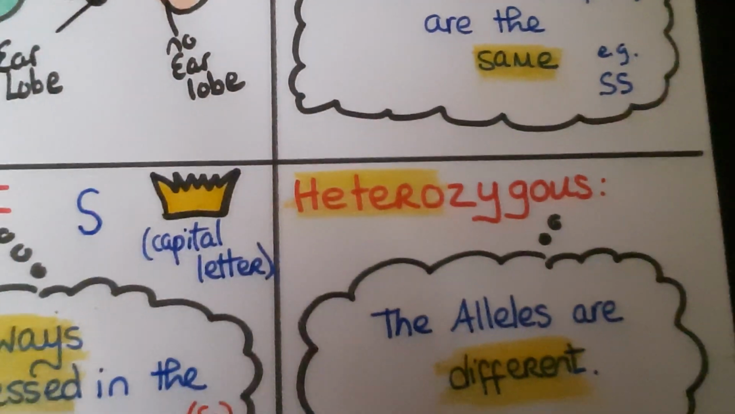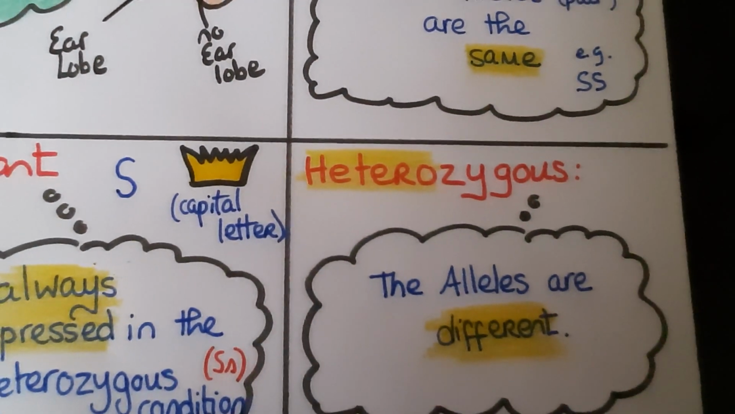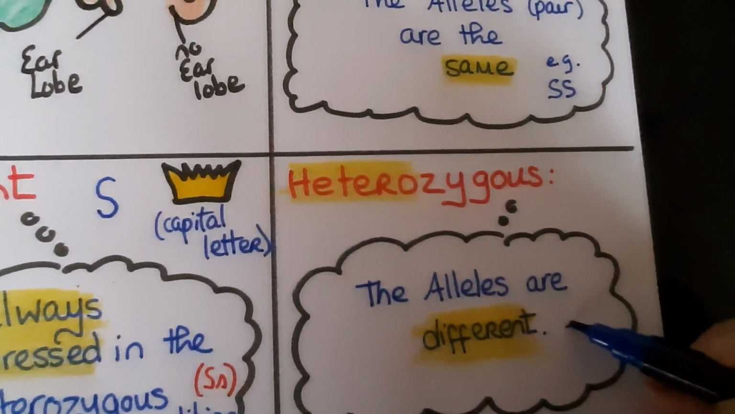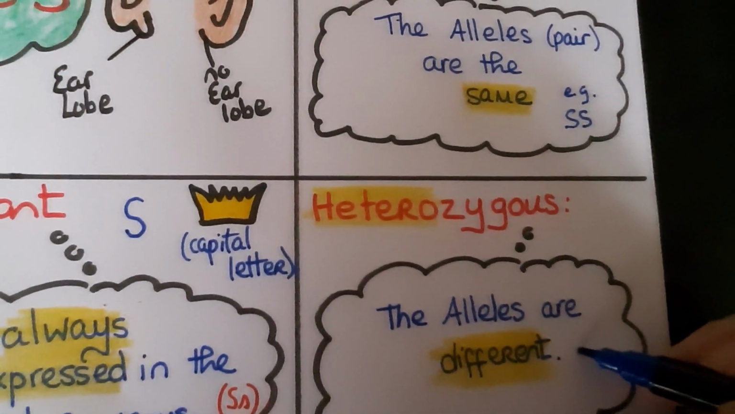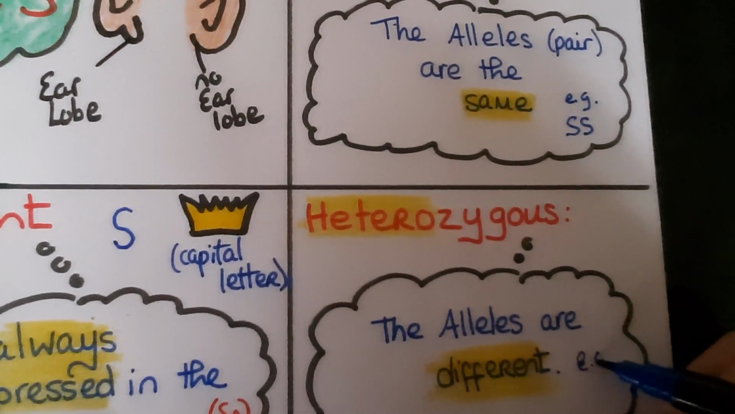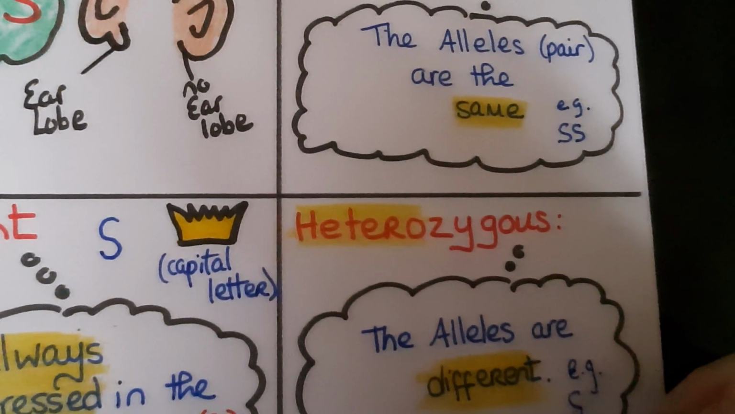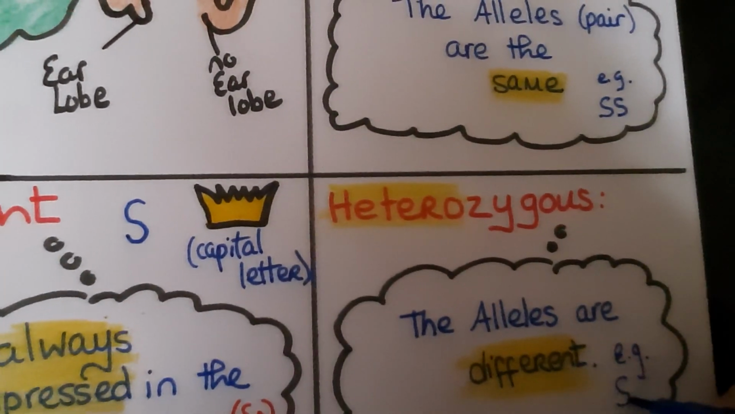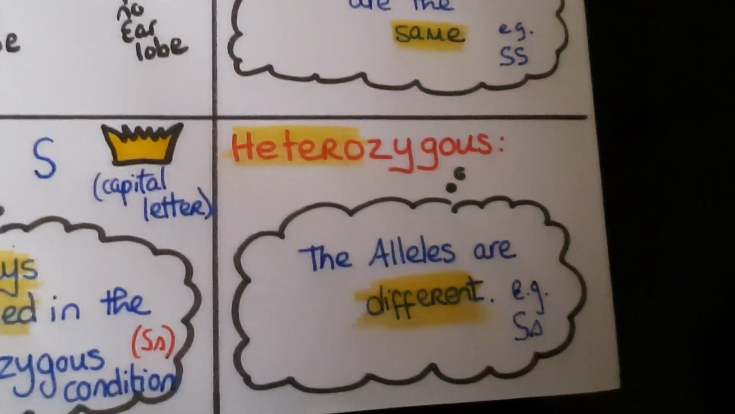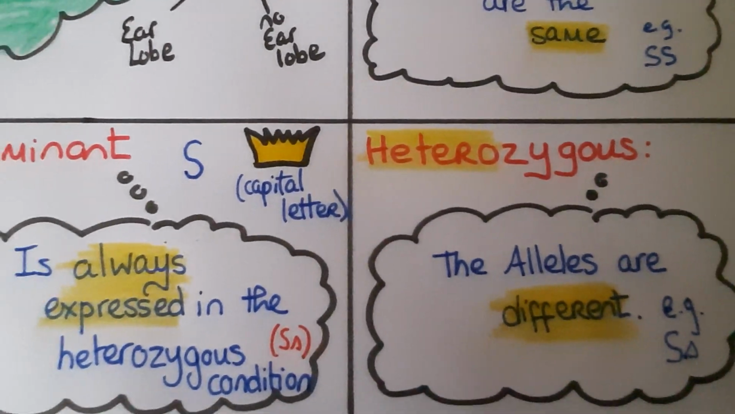I'm just going to give it the same alleles. And for heterozygous, I'm mentioning that the alleles are different. So I'm going to give my example on that as well. So my different alleles are a big S and a small s. So I have a big S and a small s.